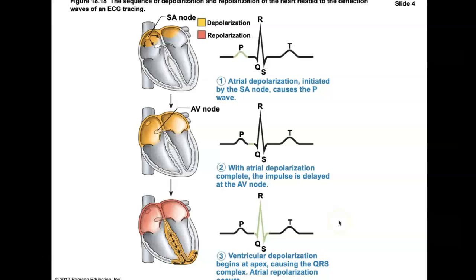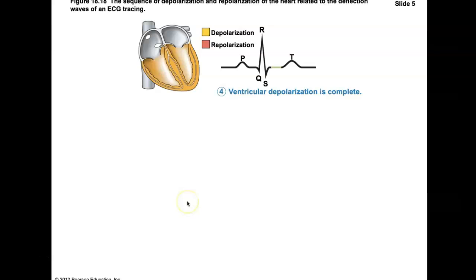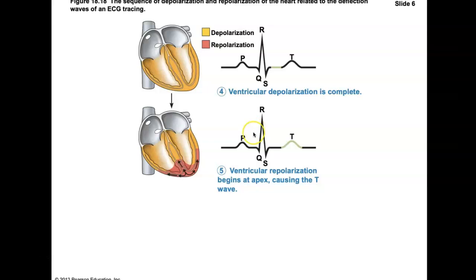Ventricular depolarization happens next, and this is seen on the QRS complex. And at the same time, atrial repolarization occurs. Ventricular depolarization is complete, and ventricular repolarization begins, causing the T wave. And you can note that repolarization is slower than depolarization, so the T wave is more spread out and has a lower amplitude or height than the QRS complex.